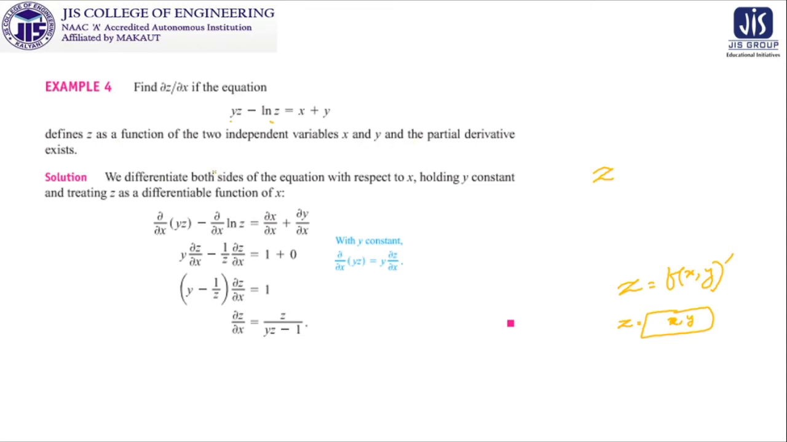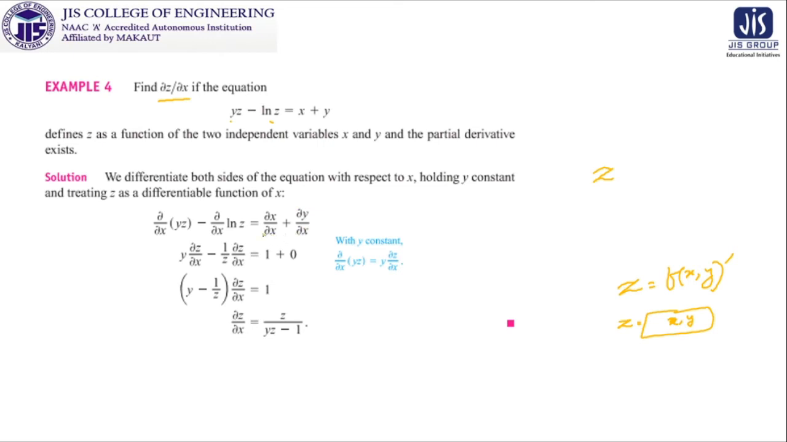Our solution will be, we have to differentiate both sides of the equation with respect to x, holding y constant, because our requirement is del z del x. So it is not at all required that you have to write z is equal to a function of x and y in explicit form and then start doing the partial differentiation. Rather, you can also think of the direct partial differentiation of left hand side and right hand side simultaneously. So what we get, del x of yz minus del x of log z is equal to del x of x plus del x of y.